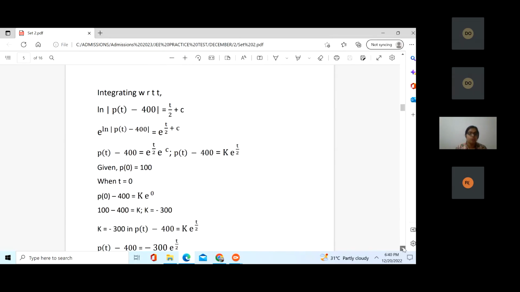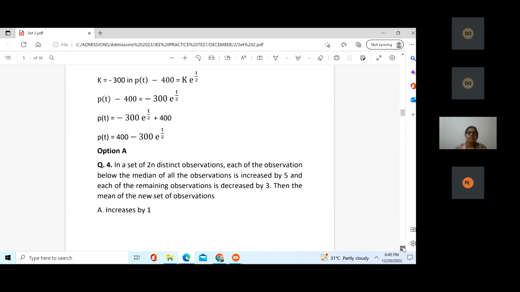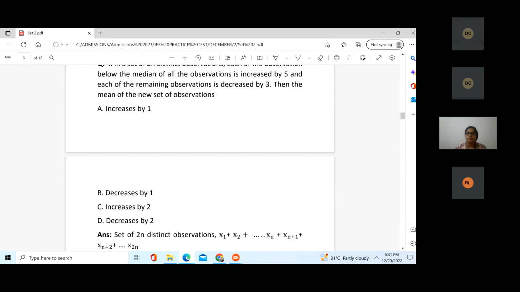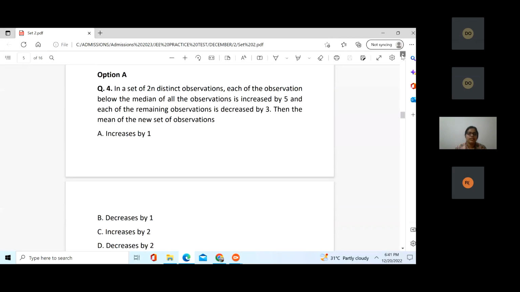Now I think we'll move forward. So this is the next question. This is a very simple question, and I'll just read out the question. In a set of 2n distinct observations, each of the observations below the median of all the observations is increased by 5. So the first point given in the question is, I have a set of 2n distinct observations. The question starts with 2n observations.